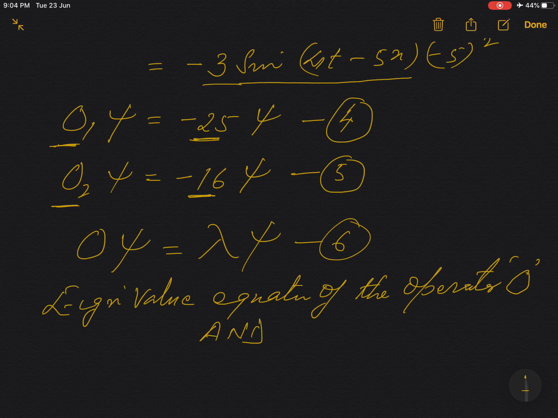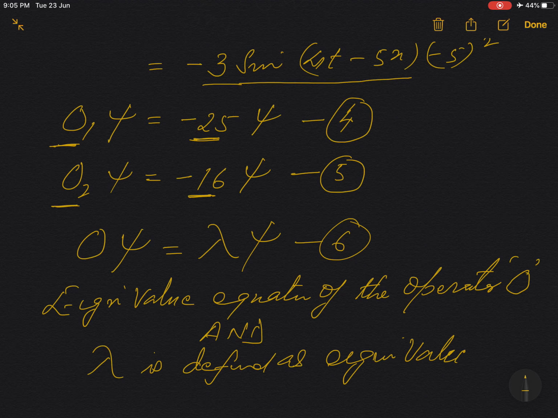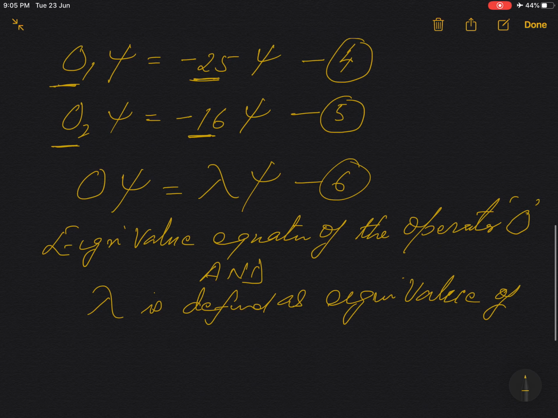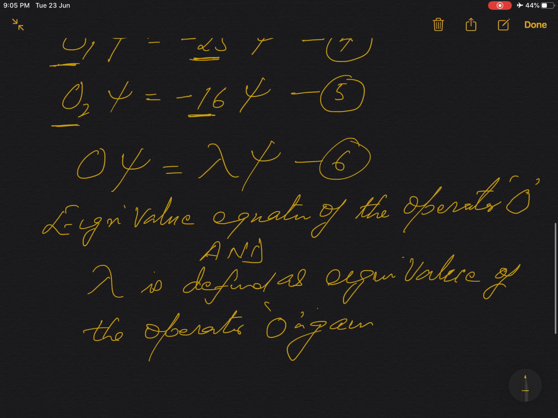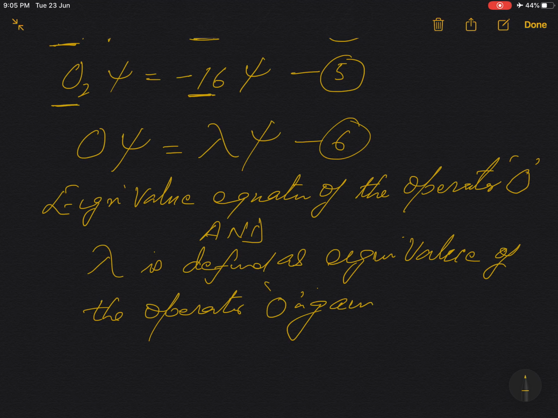And lambda is defined as the eigenvalue of the operator O. Again, either it is the eigenvalue equation or it is the eigenvalue, all are of operators, though we are operating on the same function psi.